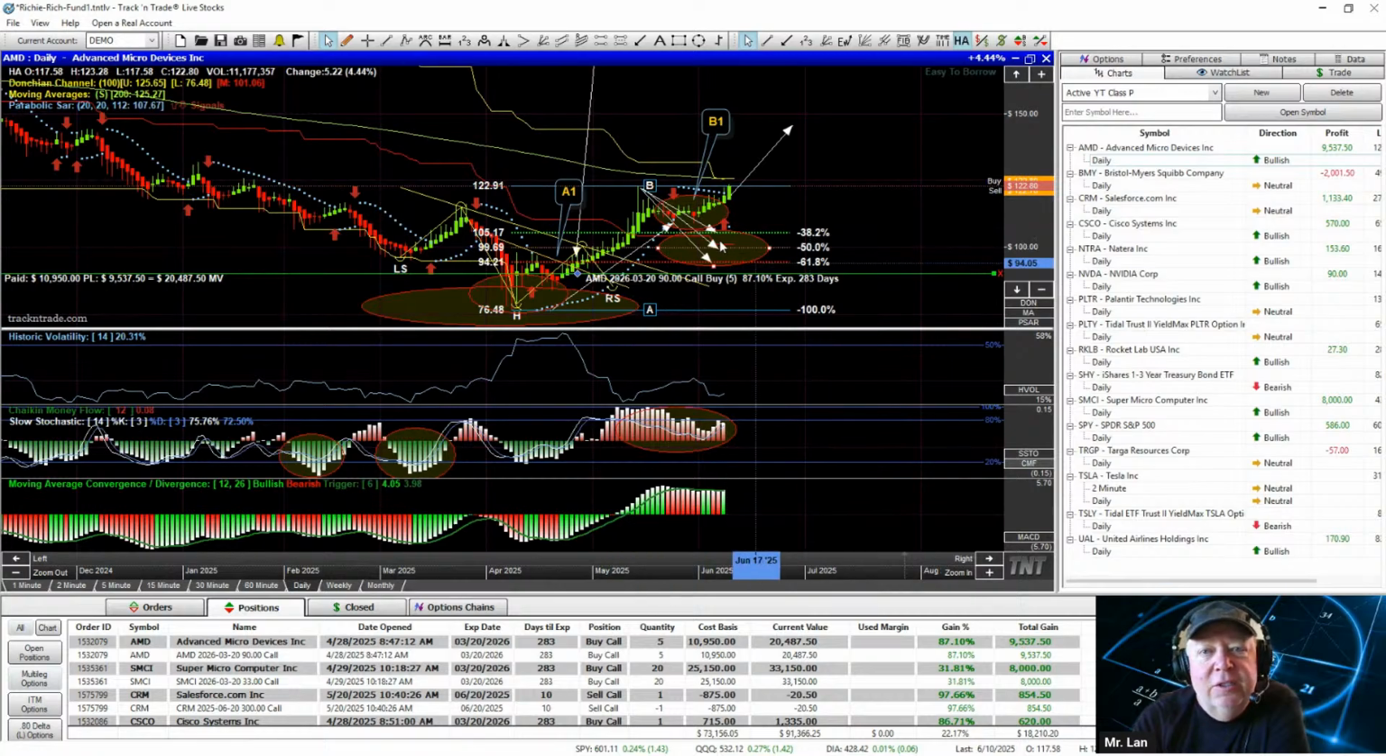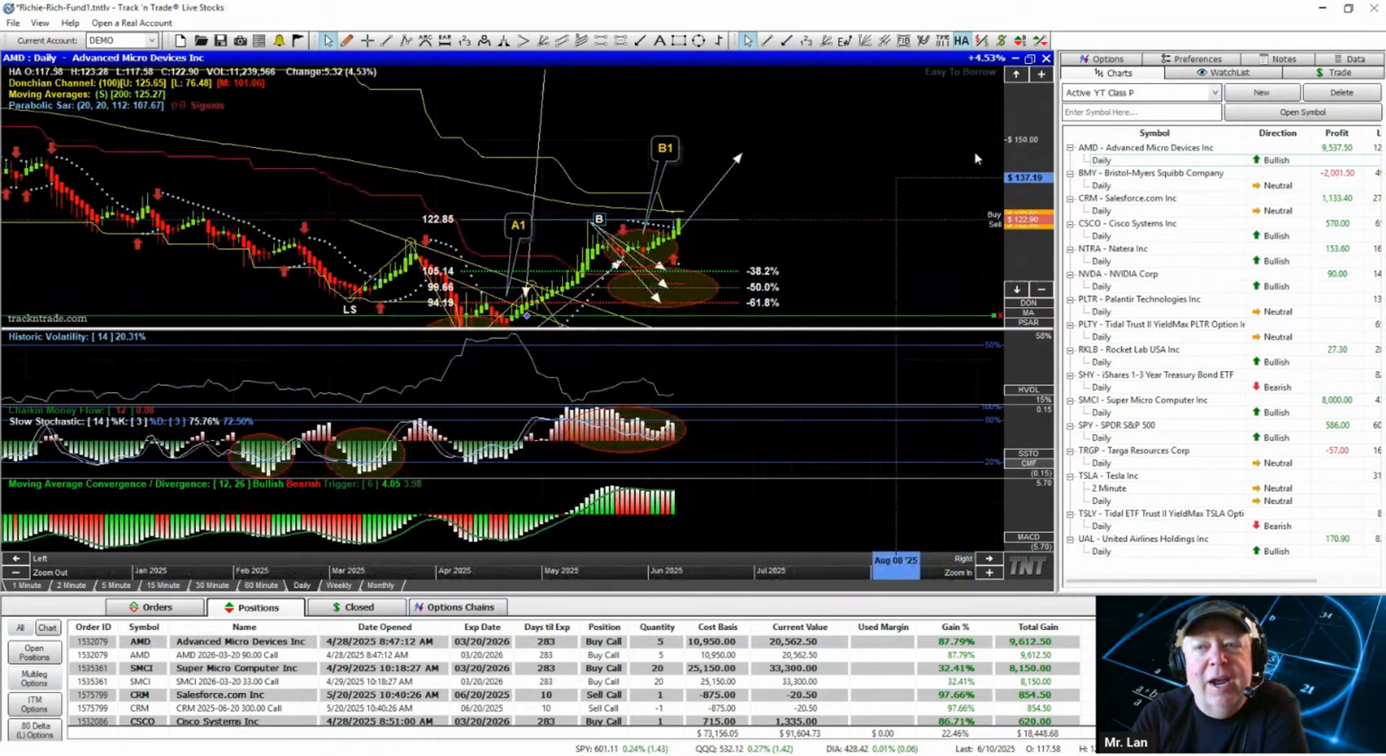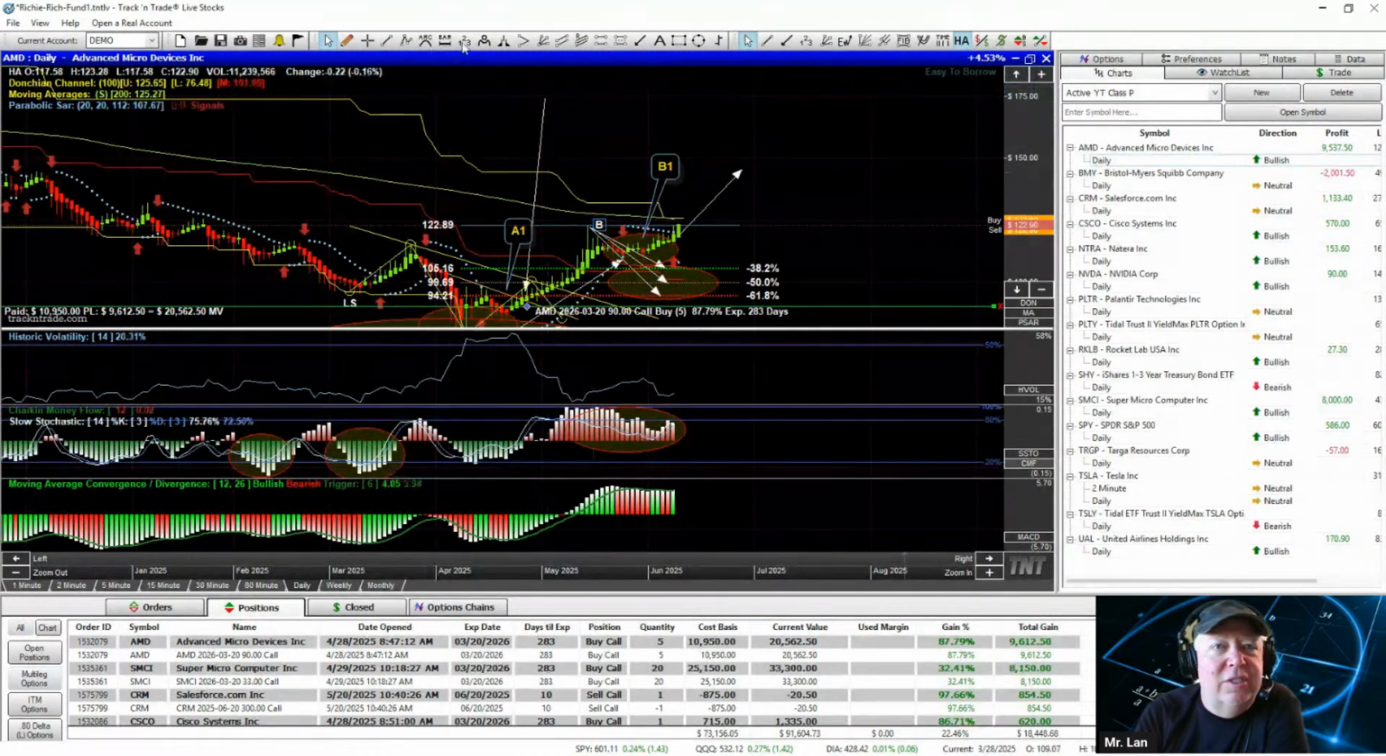All right, so that's the name of the game. That's the first drive, the second drive, and usually we get three drives: the A drive, the B drive, and then the C drive. And of course these things are fractal, which means they have little drives inside of bigger drives. So inside of this, we can anticipate where we think this thing is going. We use these other tools, the Fibonacci projection tools.